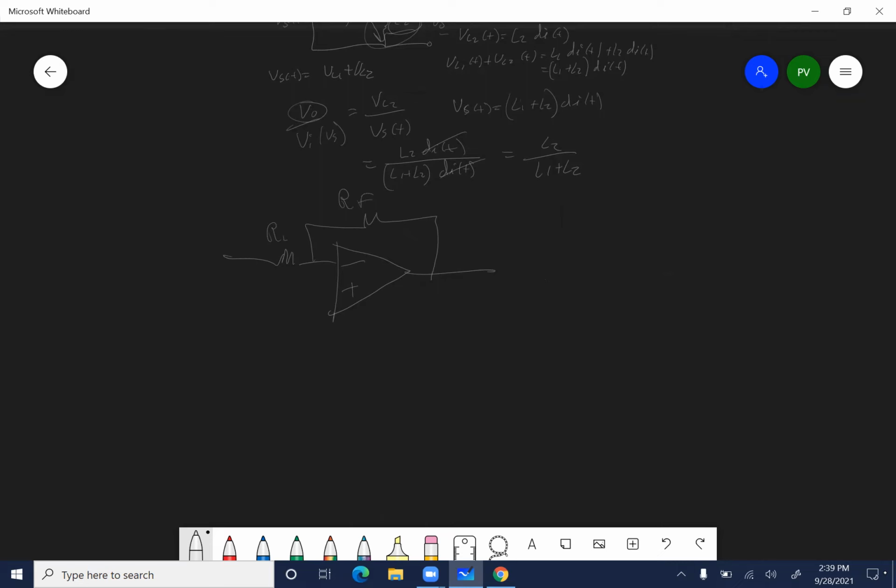What is this? An op amp? What is my output? VL. How do you solve for the gain of the circuit? How do you solve for the gain?